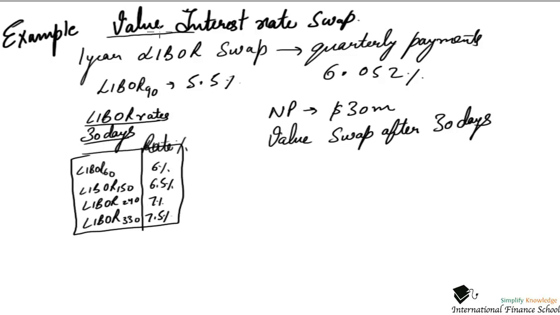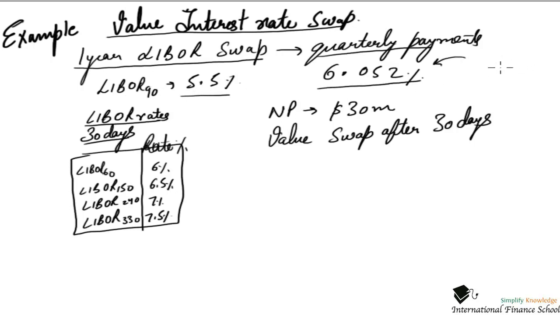You need to value the interest rate swap. It's a 1 year LIBOR swap with quarterly payments. LIBOR 90 is given to be 5.5%. The quarterly payments will be at 6.052. Notional principal is $30 million. You need to value the swap after 30 days. That's important. I hope you remember the value of the swap at initiation is 0. I am here to value the swap after 30 days.